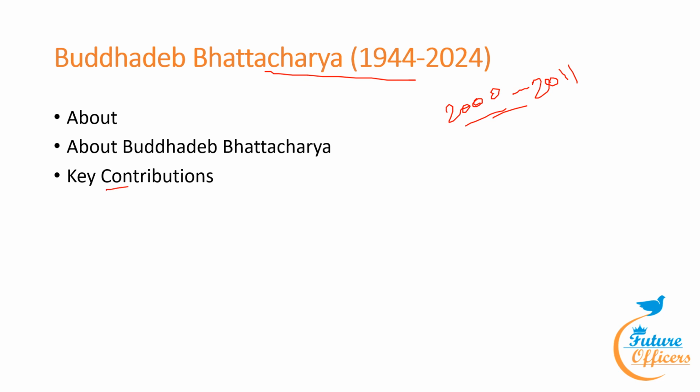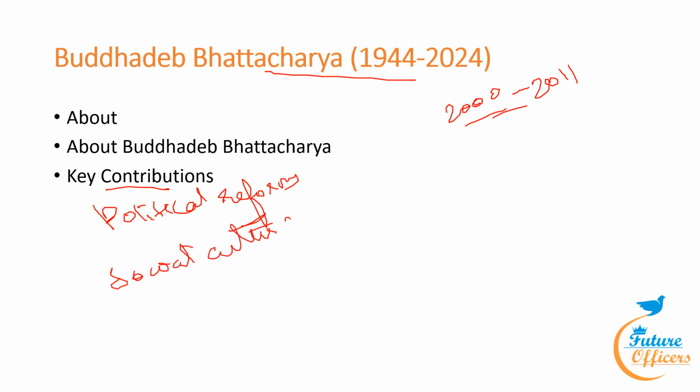Now, what are the key contributions? First, the political reforms. He attempted to reduce the influence of powerful trade unions in the state, particularly in the industrial sector, to attract investment and improve work culture.